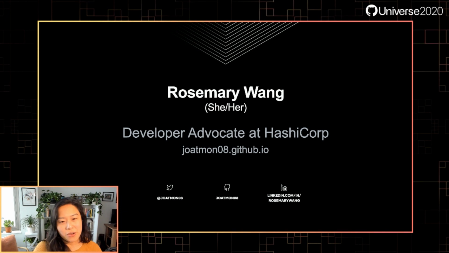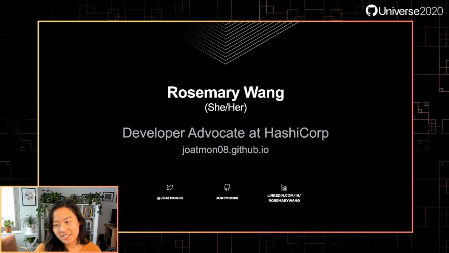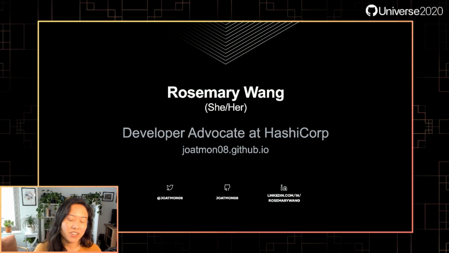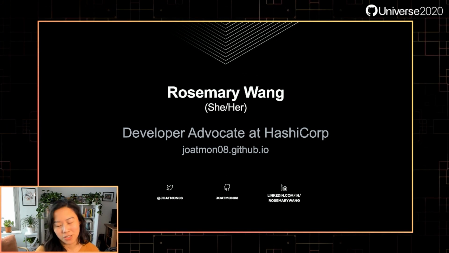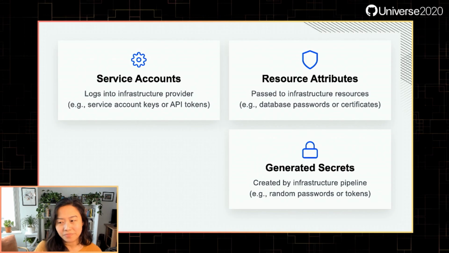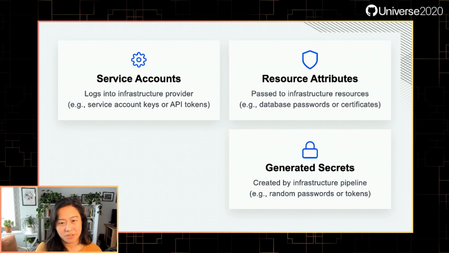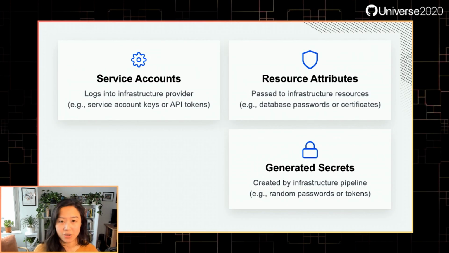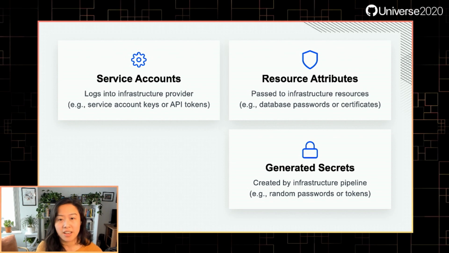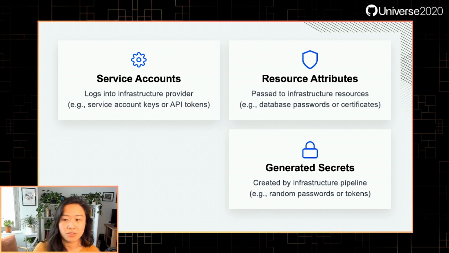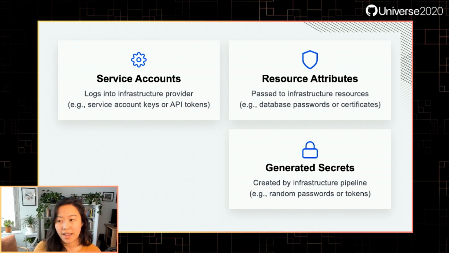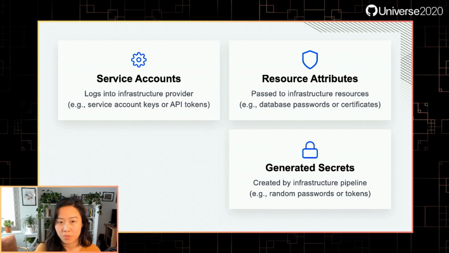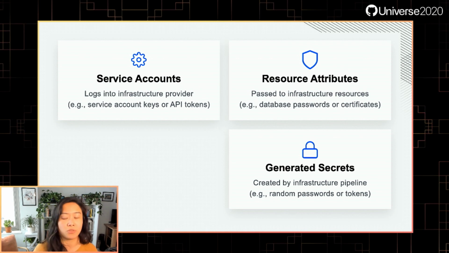All right, so when I became a developer advocate, I started to think, is there a better way to do this? It turns out there is a better way to do this, and it's with another open source tool called HashiCorp Vault. HashiCorp Vault is going to handle a couple of different types of secrets. HashiCorp Vault will actually store and rotate service accounts. So these are things that log into an infrastructure provider. It will store any kind of sensitive resource attribute that you need, including database passwords or certificates.